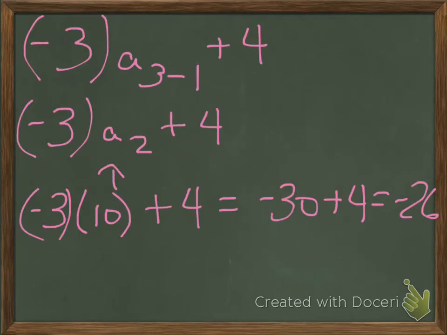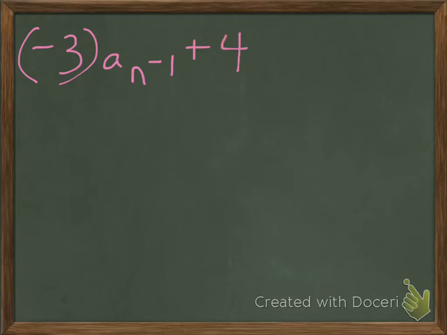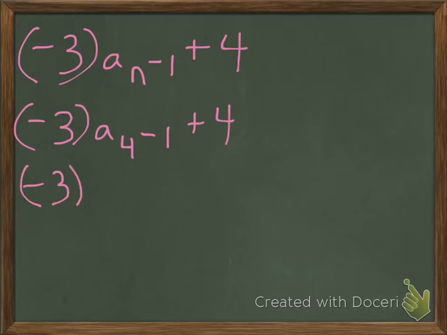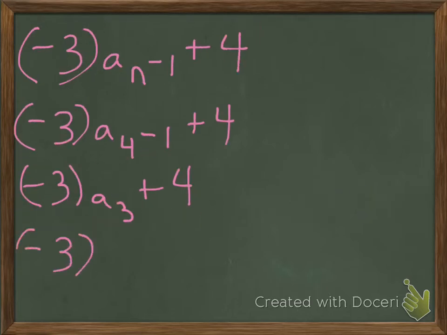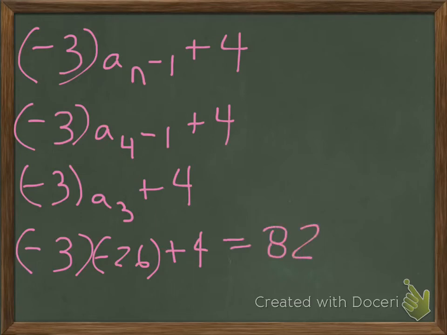And then we're going to build off that. So the next one, we have -3 times a sub n minus 1 plus 4. We're going to plug in 4 for n. That gives us 4 minus 1, or 3. And now we're talking about the third term in the sequence, which was negative 26. So that's going to be multiplied by negative 3, which gives us 82 once we add the 4. And we'll do that one more time for the fifth term.